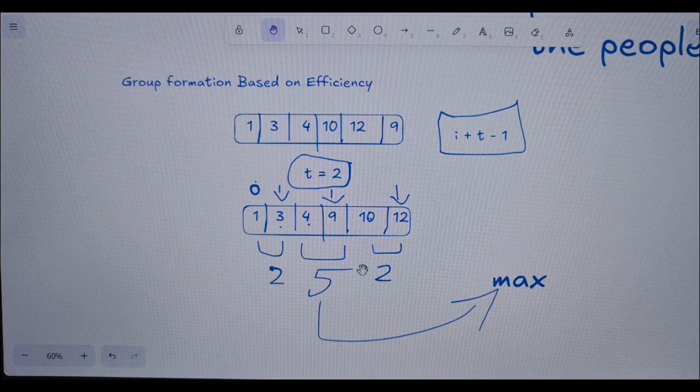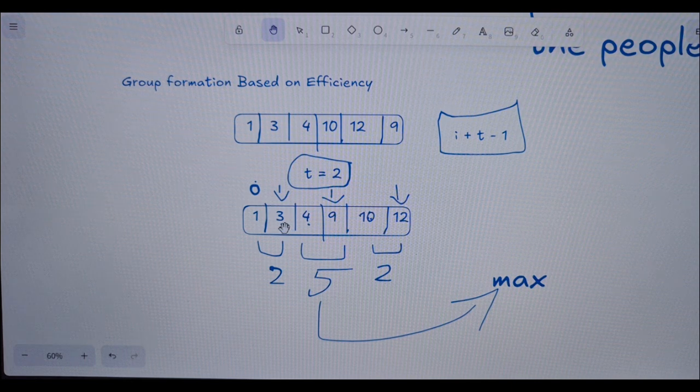Okay, so if you find that, we will run a loop up to the ending index of each group. So 3 minus 1 will be 2, and 9 minus 4 will be 5, 12 minus 10 will be 2, so the maximum will be 5. So let's move towards the code.